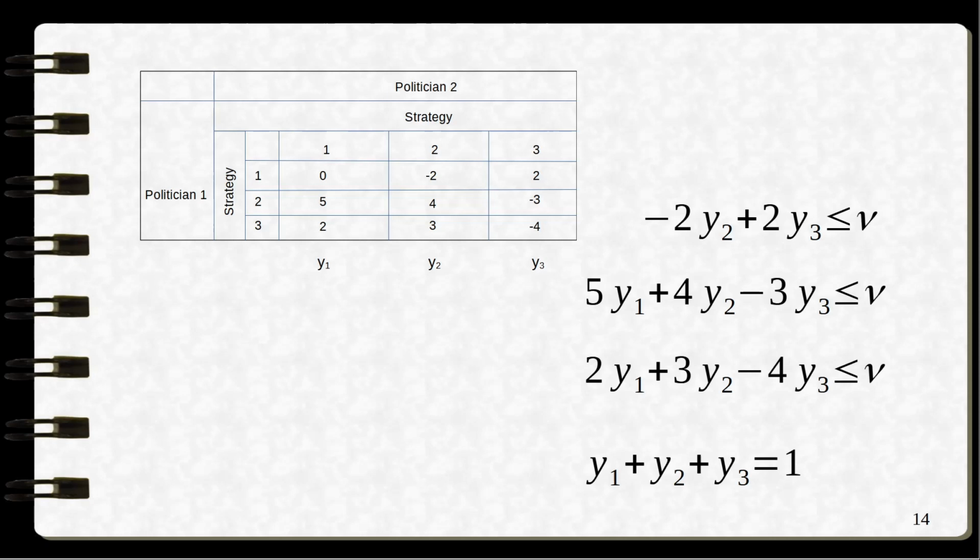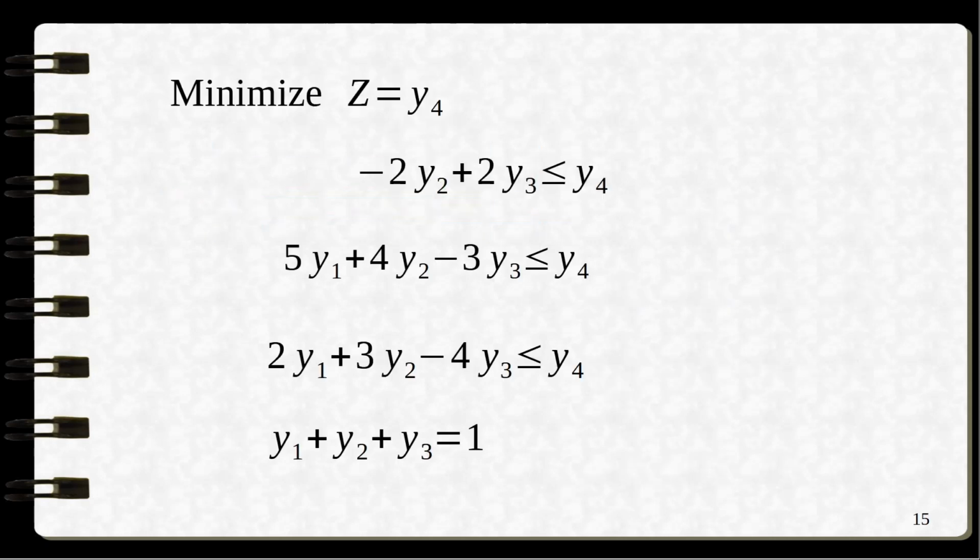Well, obviously y1 plus y2 plus y3 is equal to 1. So we have to minimize this, that is, we have to minimize the value of y4, where y4 has been replaced for nu.